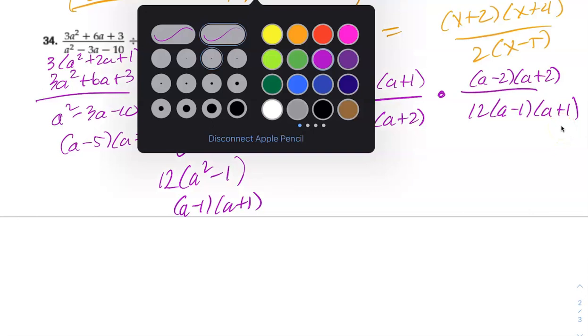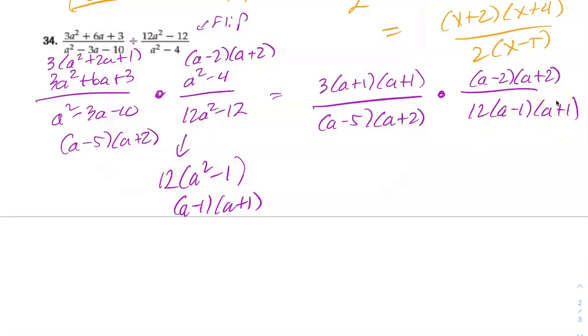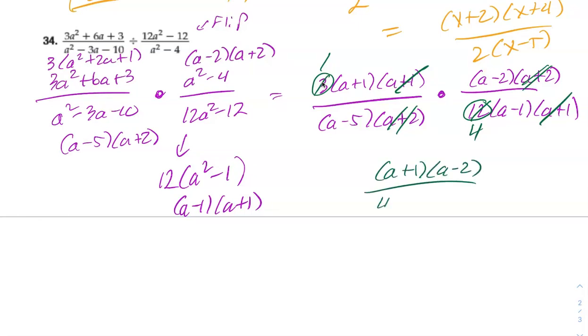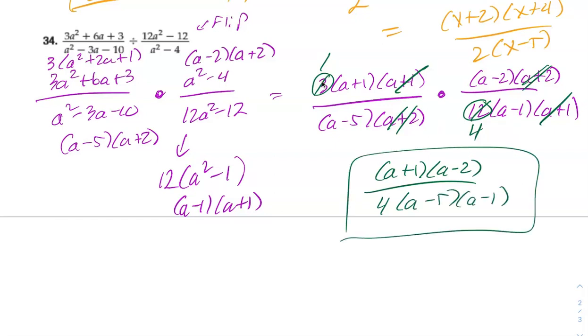Just whatever cancels out top and bottom. First one I noticed is a plus 1. So a plus 1 and a plus 1. And then let's see, a plus 2 and a plus 2. And I think that's it for the binomials. I think that's the only thing that cancels out. The numbers do reduce though. 3 and 12, I can divide them both by 3 and I get 1 and 4. And that's it. So I get a plus 1, a minus 2, over 4, a minus 5, a minus 1. And there you go. That's the worksheet.